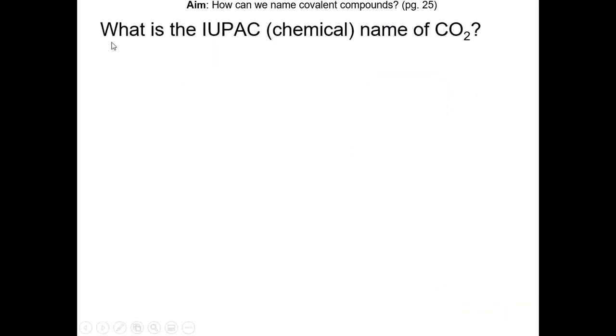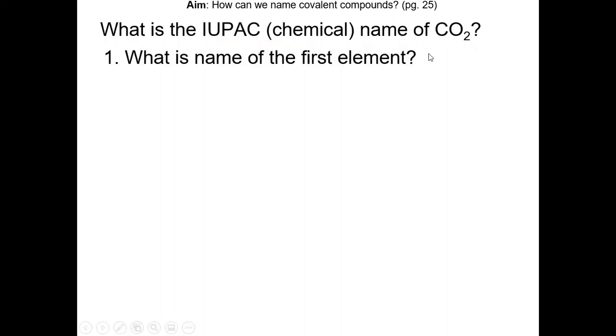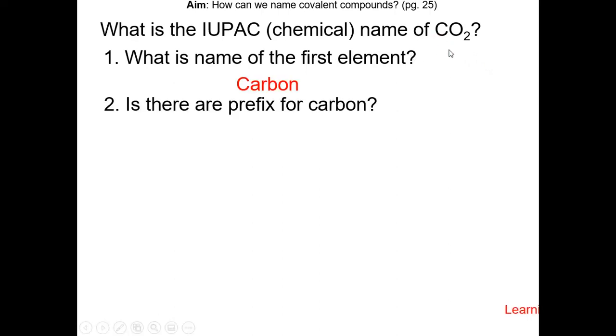I am going to do a couple examples. What is the IUPAC chemical name of CO2? Your first step is what's the name of the first element? So C is carbon. Is there a prefix for carbon? Since carbon is the first element, it only has a prefix if the subscript is greater than 1. Since carbon has a subscript of 1 in CO2, there is no prefix.